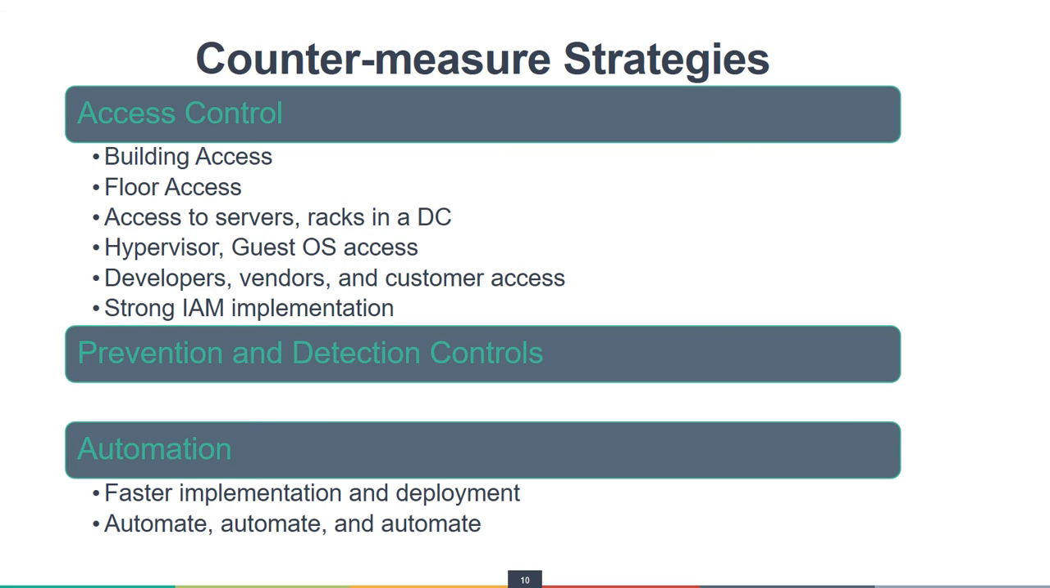And automation is another one that we have to consider as a strong countermeasure, because when we identify a vulnerability in the system, it helps us implement the fix faster and deploy the patches faster. So automation is the key to successfully implementing the countermeasures for the cloud strategy.